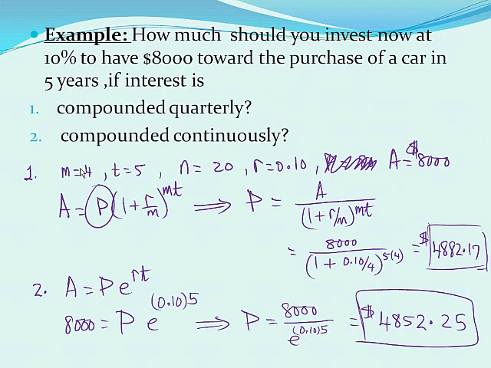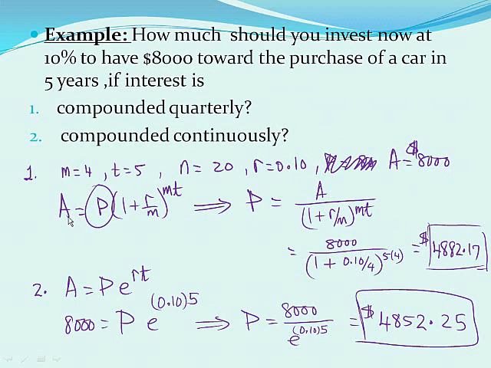So let's work out some examples. How much should you invest now at 10% to have 8,000 toward the purchase of a car in 5 years if interest is compounded quarterly and if interest is compounded continuously? In the first case, M equal to 4. The number of years will be 5. Rate is 0.10 given. And what we are getting here is the future value A. A is 8,000. We need to realize this amount for purchasing a car after 5 years.